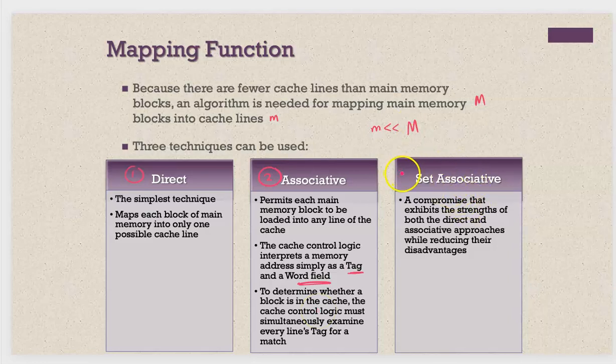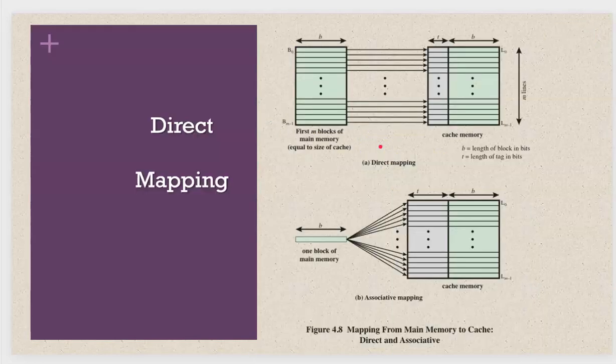And then we have the set associative, which is more currently employed these days, a compromise that exhibits the strengths of both direct and associative approaches while reducing their disadvantages. So set associative is a combination of direct and associative that minimizes the disadvantages of both functions. Okay, so these are two mapping techniques, the first one is direct mapping, and the second one is associative mapping. Let's talk about direct mapping first.